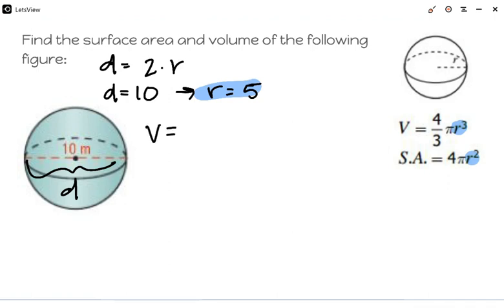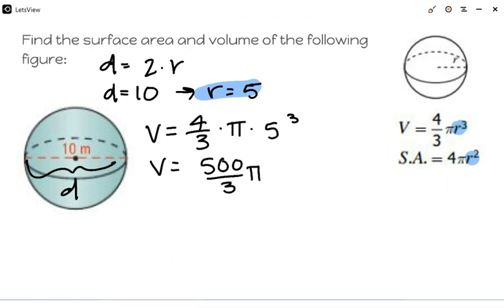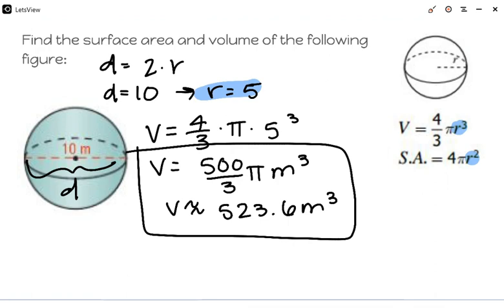Okay, so for volume, we have 4/3 times pi times 5 cubed. All right, this one is not going to be the prettiest if you leave it in terms of pi. All right, it's going to be 500/3 pi meters cubed, which is approximately 523.6 meters cubed. Okay, at least leaving it in terms of pi eliminates the rounding.